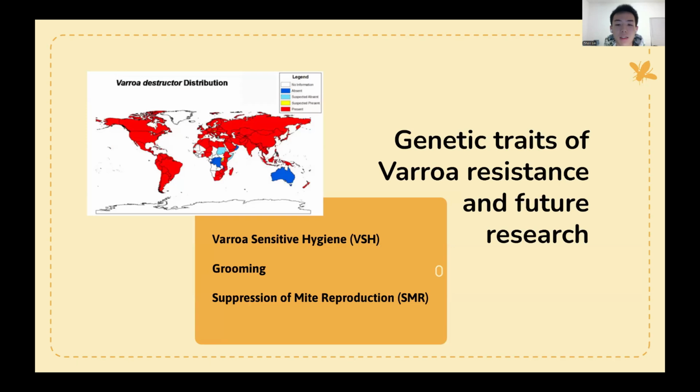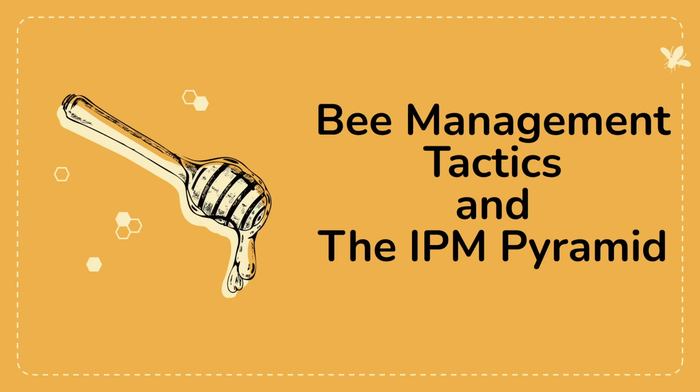Researchers have identified several genetic traits in honeybees that confer resistance to Varroa destructor, such as Varroa-sensitive hygiene behavior, grooming behavior, and the suppression of mite reproduction behavior. These behaviors are seen in bee species that have coexisted with the mite for a very long time. Further research on the genetic modification of bees could be done to increase the resistance and lower the effect it has on apiculture.